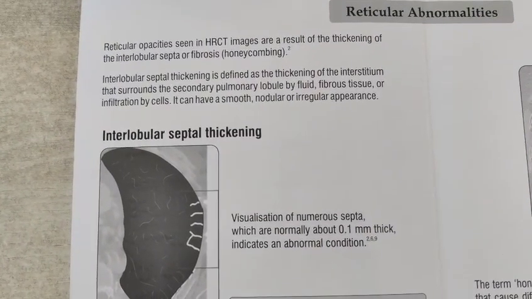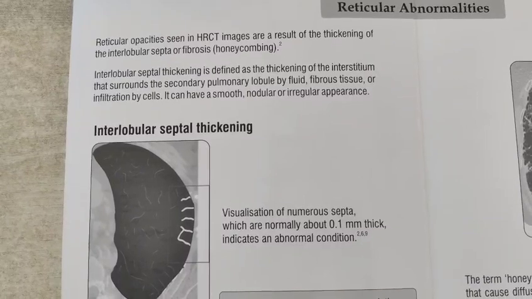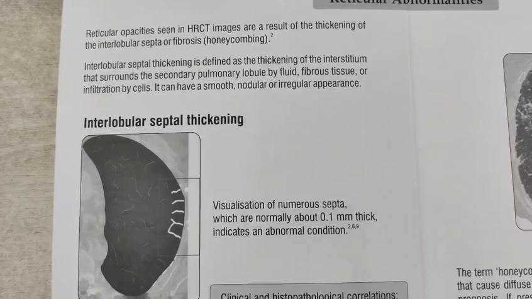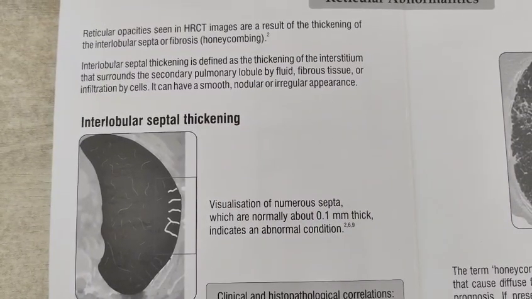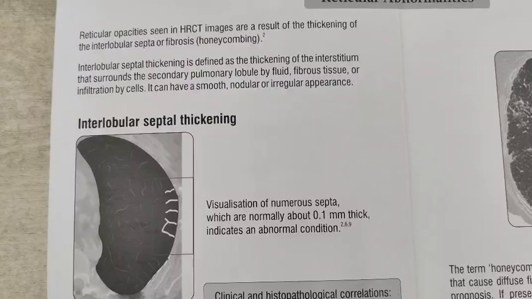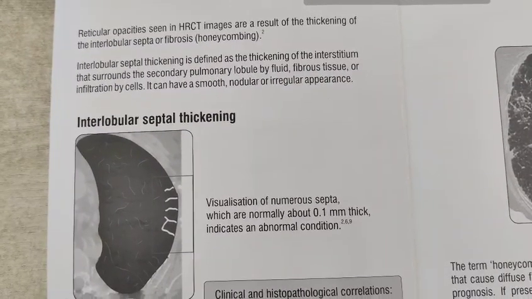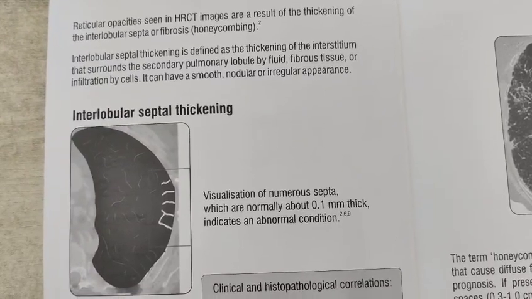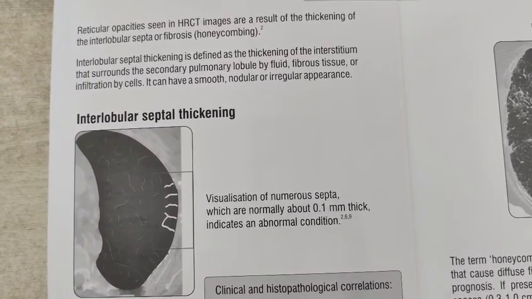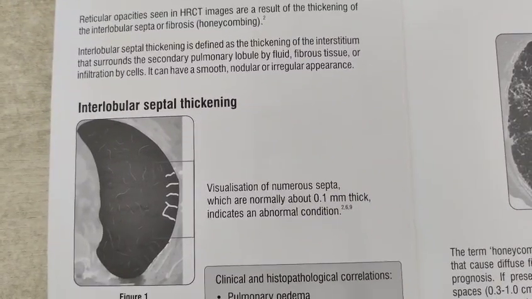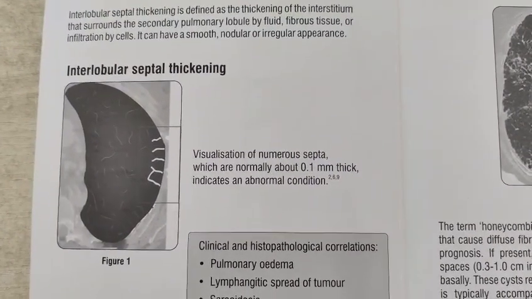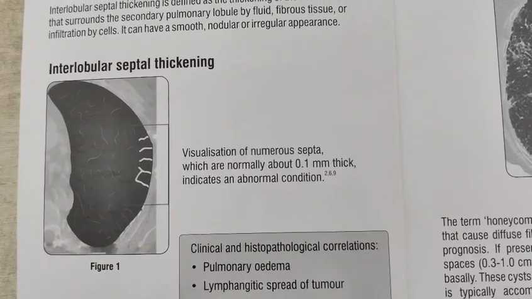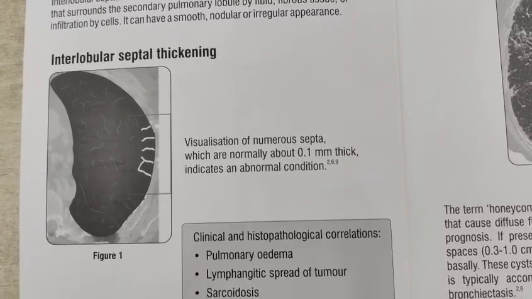Reticular abnormalities. Reticular opacities are seen in HRCT as a result of thickening of the interlobular septa or fibrosis. Interlobular septal thickening is defined as thickening of the interstitium that surrounds the secondary pulmonary lobule by either fluid, fibrous tissue or infiltration by cells. It can have a smooth, nodular or irregular appearance. Visualization of numerous septa, which are normally about 0.1 mm thick, indicates an abnormal condition.